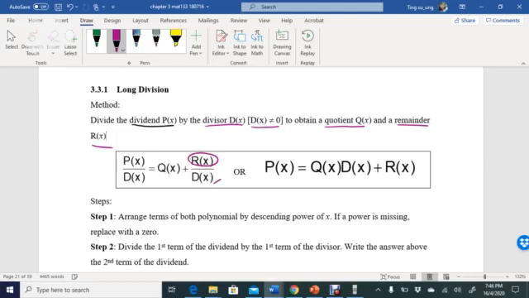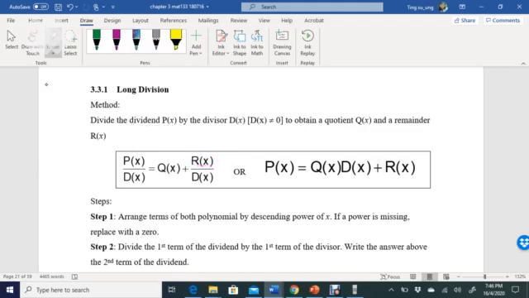So D(x) here is your divisor. Do remember to rewrite it back in the conclusion. Okay, so let us proceed.